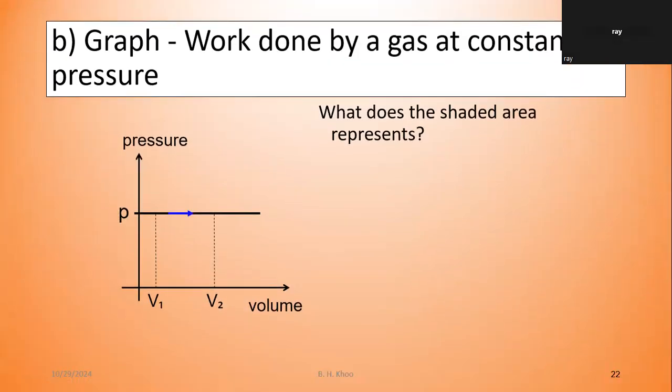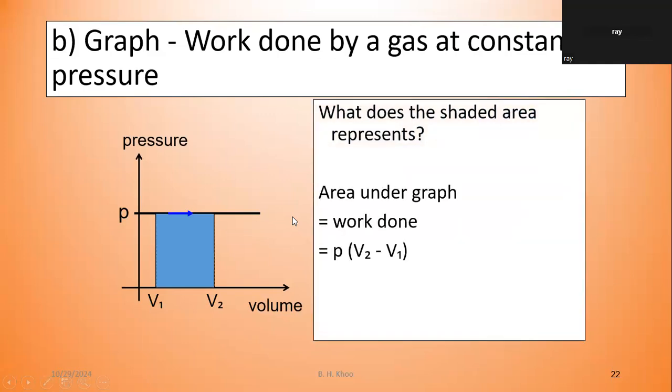And we can draw the graph. Right? Constant pressure, horizontal line. This is the volume axis. So the area there is P(V2 minus V1).